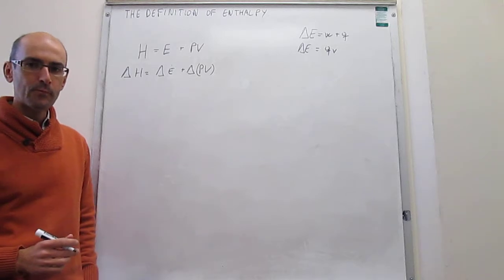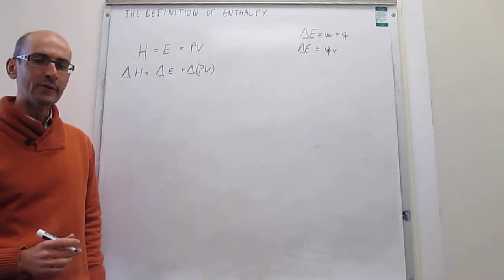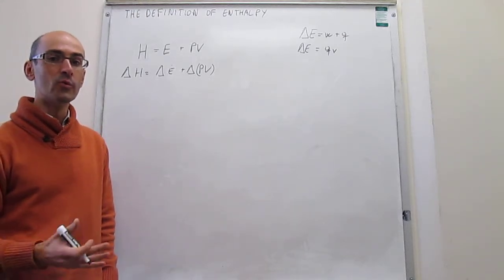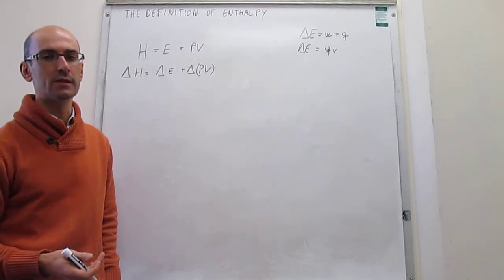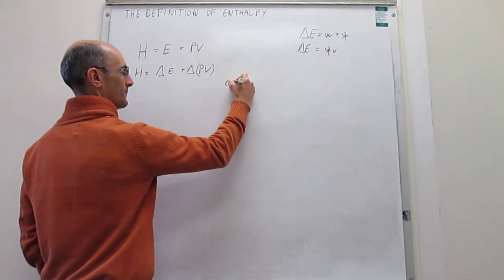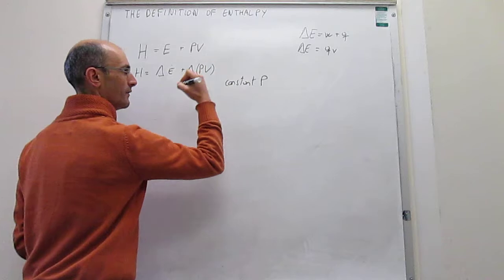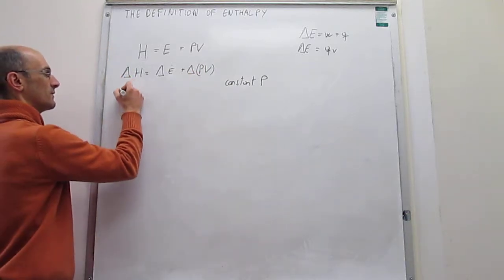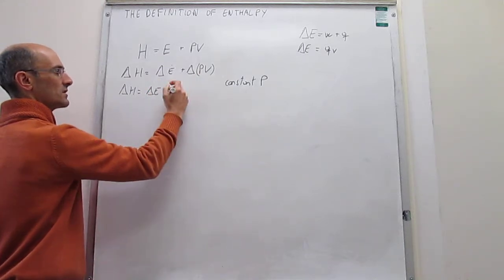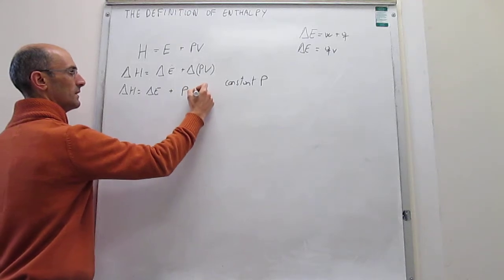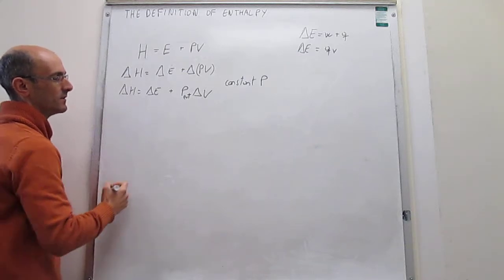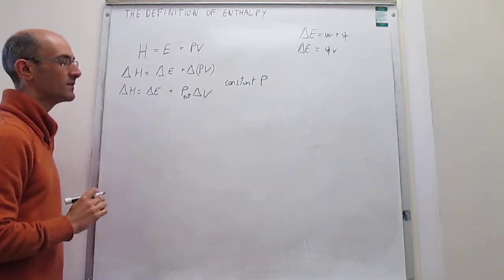Now, what we're going to do is assume that we're working under constant pressure conditions. Again, we're doing this because that's how much of the chemistry normally takes place, under constant pressure conditions. So if we enforce constant pressure here, what we'll have is the following. Delta H is going to be equal to delta E plus, since the pressure doesn't change, P delta V. And that pressure is actually an external pressure that our system is under. So we get here P external delta V.